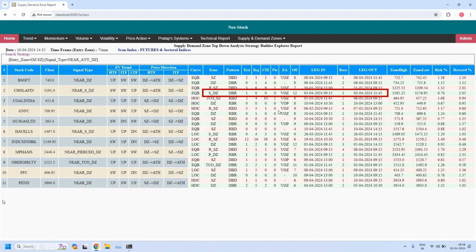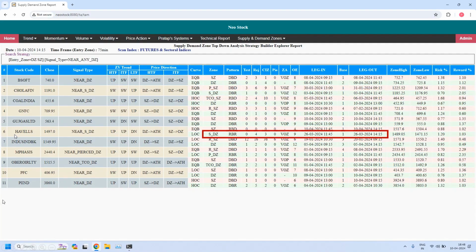First, let us look into the next chart. Next one is Havells. This is a 75-minute zone, high liquidity zone. See this zone, already 4 times it is tested, 4 rejections from this zone. Still you can plan a trade inside this zone. How you can plan? If you find a fine-tuned, fresh 5-minute zone, then you can plan a trade.